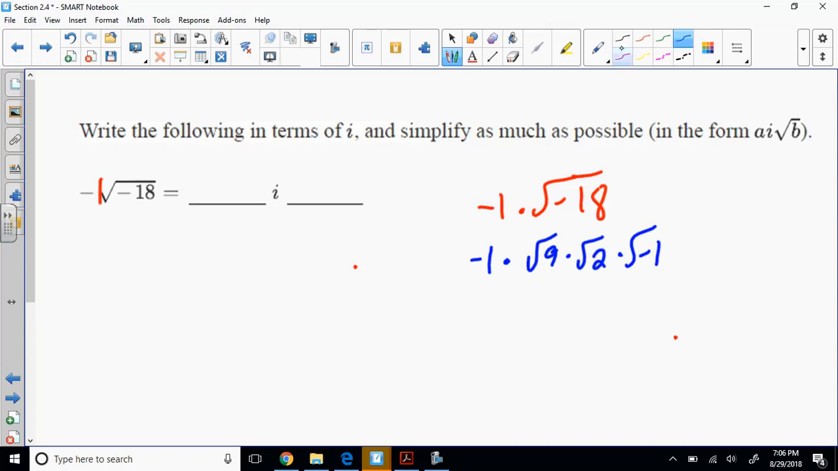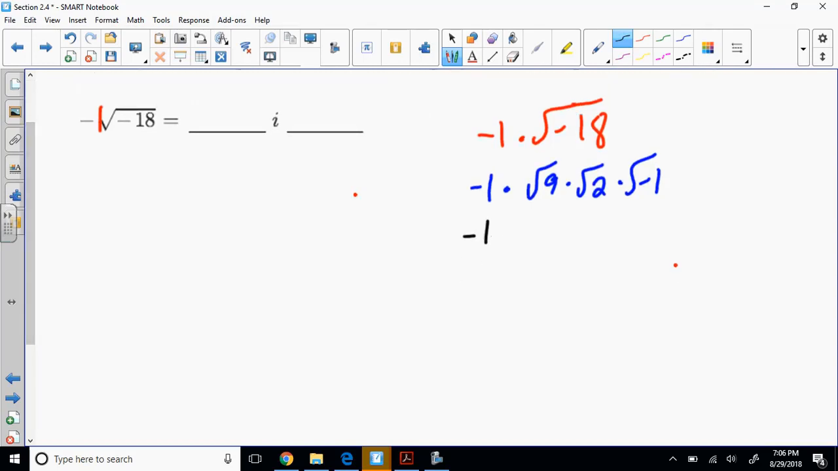So when we simplify this, we're going to get -1 times 3 times the square root of 2 times i. And of course, with the commutative property of multiplication, we can move things around. So we put i in front and leave the radical in the end, right? So that's going to leave us with -3i square root of 2. So that's going to be this. And note that i was already in there. Okay, so that's what they're wanting.